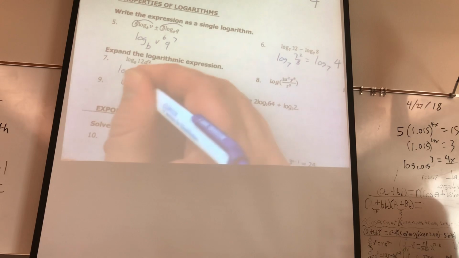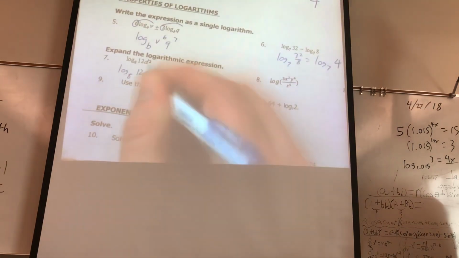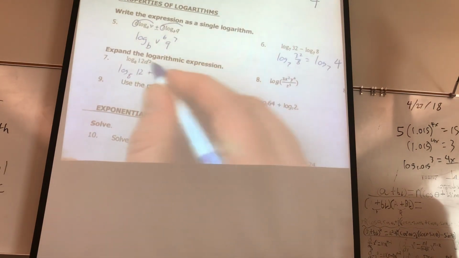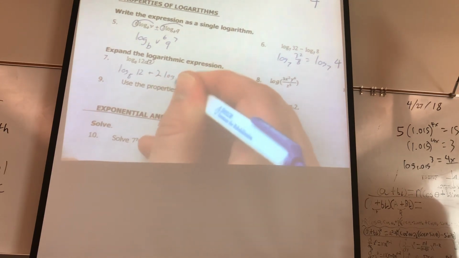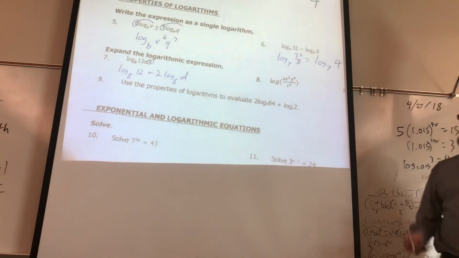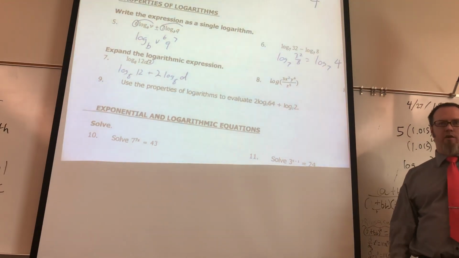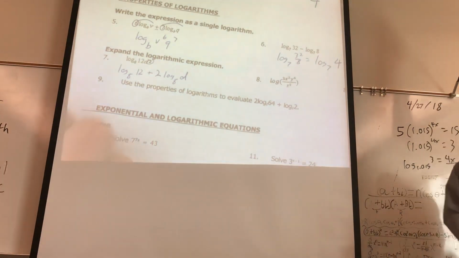This would be the log base 8 of 12. We're multiplying, so that would be plus. This exponent's going to become a coefficient, so that's 2 log base 8 of d. It could also be the log base 8 of d squared. Just make sure you understand equivalency on those.